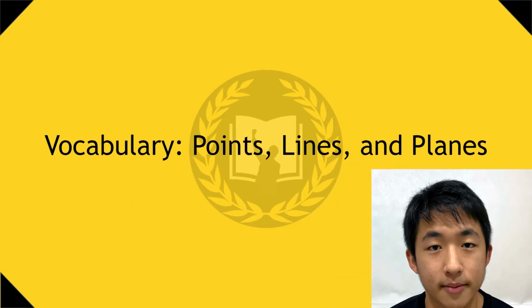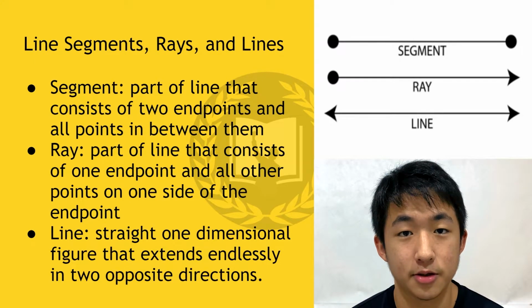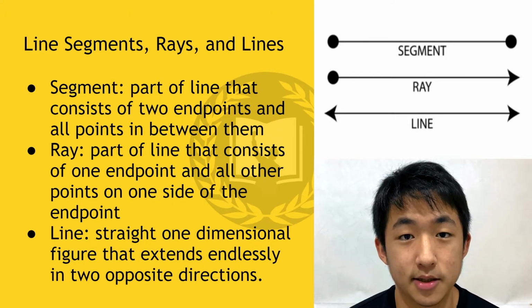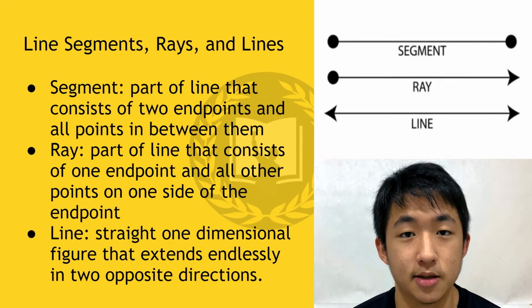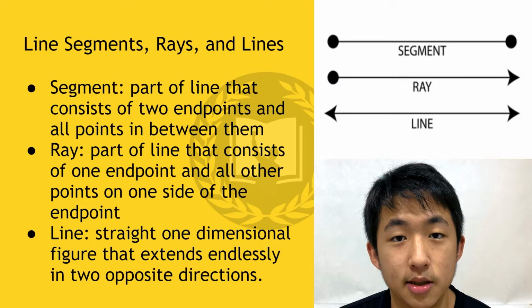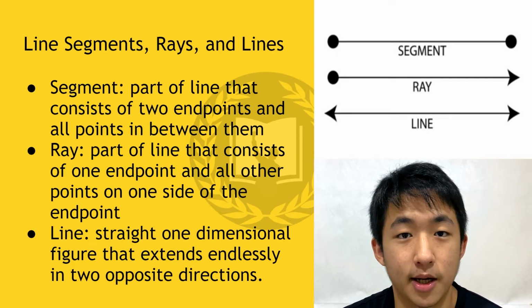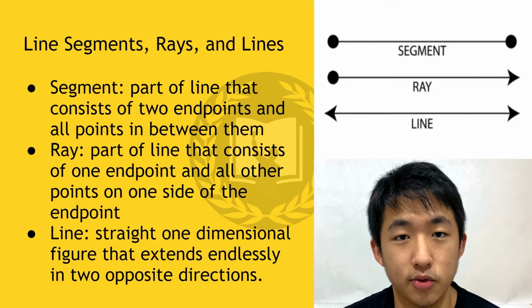Now let's move on to the new vocabulary that I'll be going over in this episode. First, let's begin with the 3 basic one-dimensional figures: line segments, rays, and lines. A line segment is a part of a line that consists of 2 endpoints and all of the points in between them. A ray is a part of a line that consists of 1 endpoint and all the other points on one side of that endpoint. Last but not least, a line is a straight one-dimensional figure that extends infinitely in 2 opposite directions. If you're struggling with these concepts, which I doubt that any of you guys are, just remember that a line extends without bound, a ray has 1 endpoint, while a line segment has 2 endpoints.